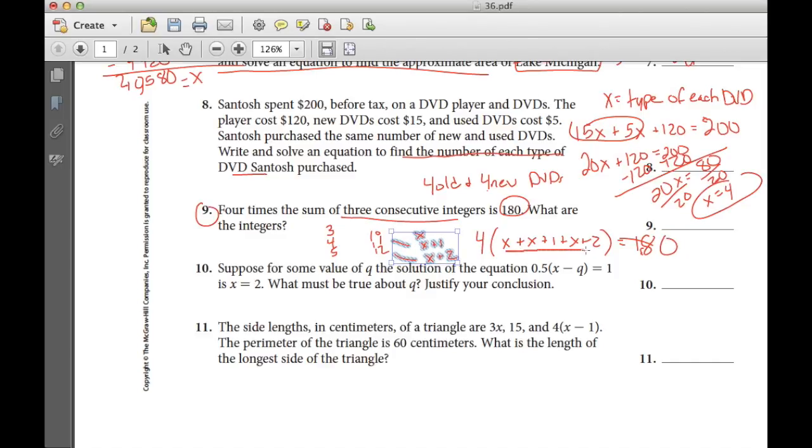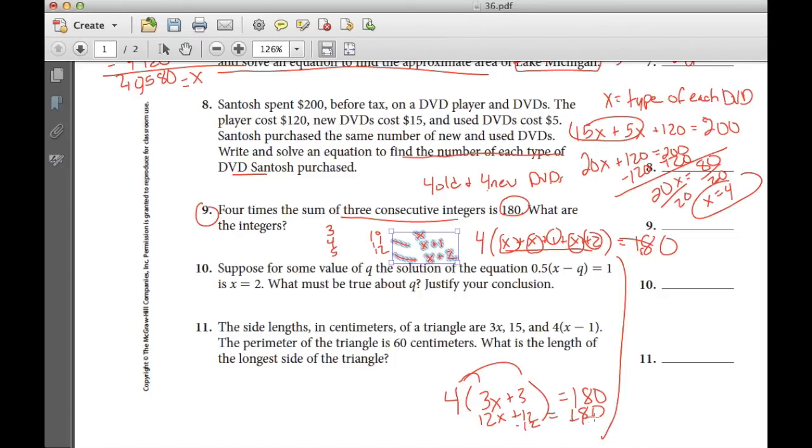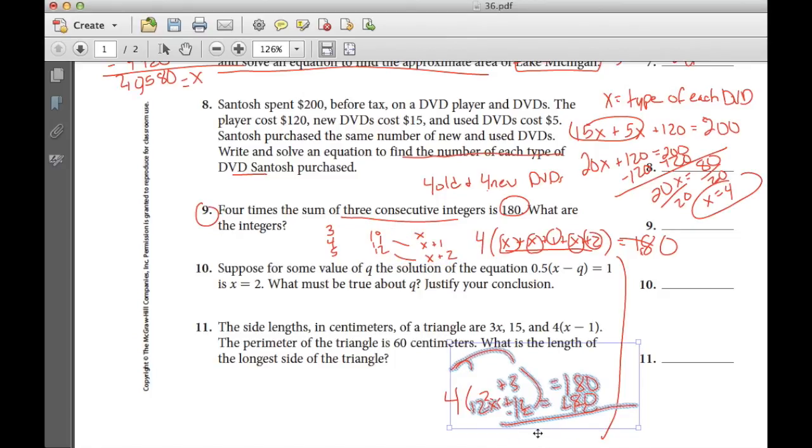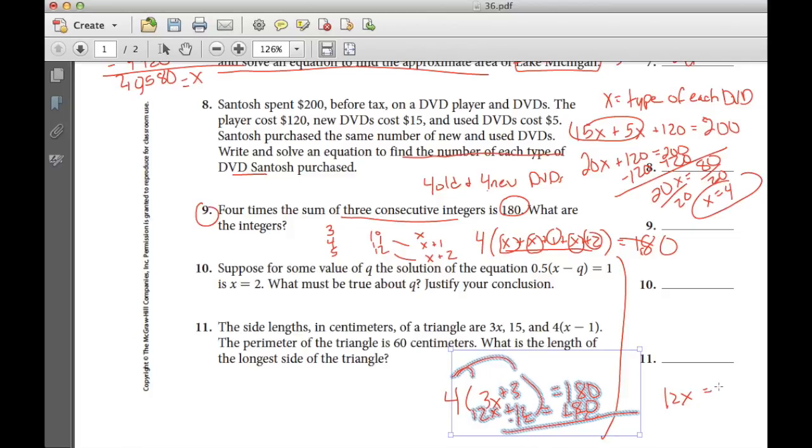Now let's simplify in the parentheses here. That's a total of 1, 2, 3 x's. So I'm going to bring this down here. 4 times the quantity 3x, then I have a 1 and a 2 here, which is plus 3. And I'm going to set that equal to 180. If I distribute, I get 12x plus 12 equals 180. Minus 12, minus 12, we get 12x equals 168.